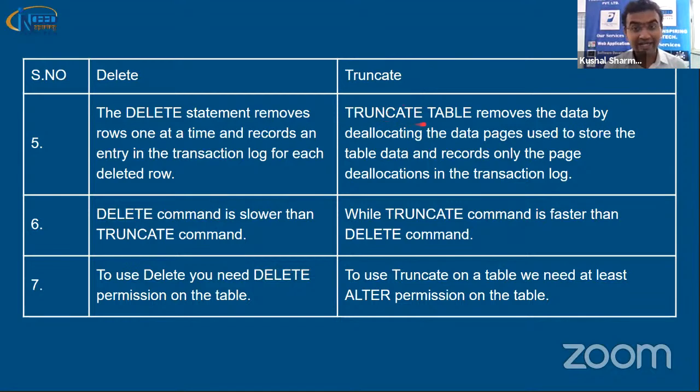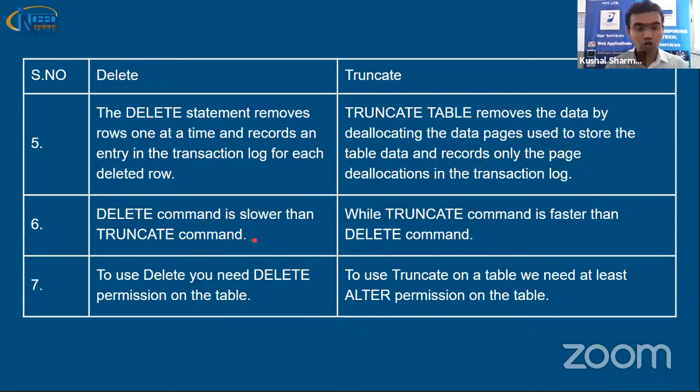However, in case of truncate table, it removes data by deallocating the data pages used to store the table data. Are you getting this part? So in this particular case, what will happen? In the transaction log file, it will only record the page deallocations. So here you can see the difference: each row's entry is made in the transaction log file for delete, and here it is not happening that way. Here basically data pages, one page, two pages, three pages, however many data pages are there in that particular table, only entries of those data pages will be made in the transaction log.